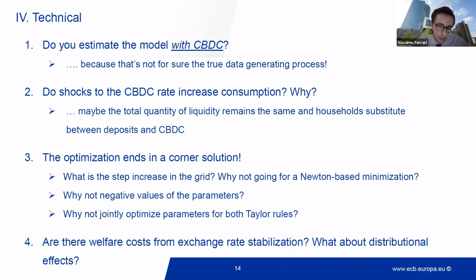Maybe I'm wrong. And another thing you might want to do that probably will help out the unconstrained household is to jointly optimize all parameters in the policy function. So the Taylor rule parameters, the Taylor rule on bonds, and the CBDC parameter, that might help out a little bit the unconstrained households, even if I think that, given their weight is so limited in the overall welfare, they are just washed out.